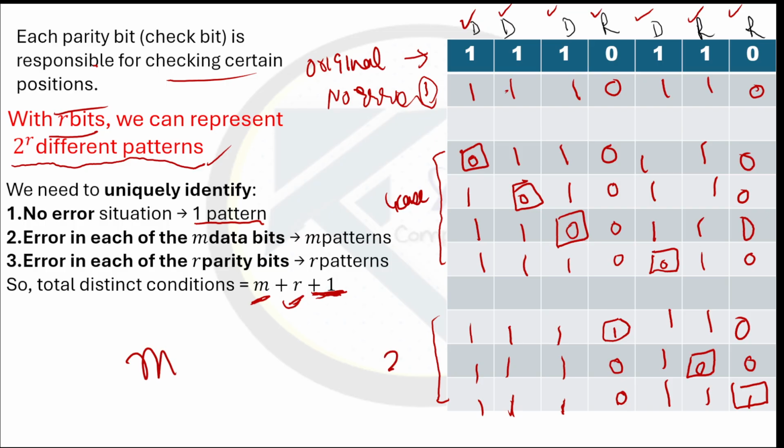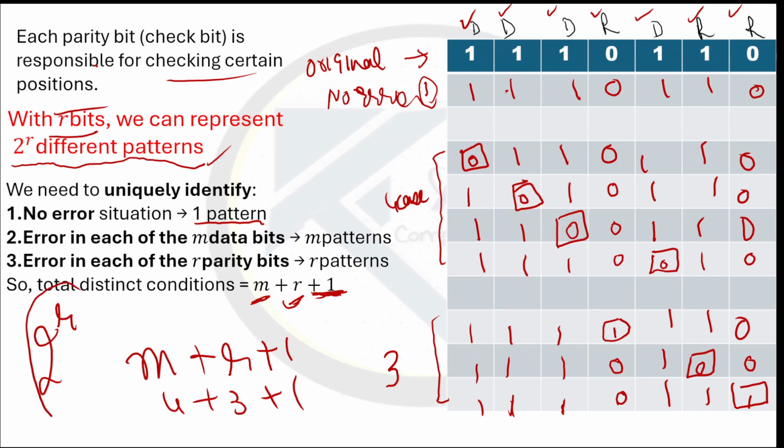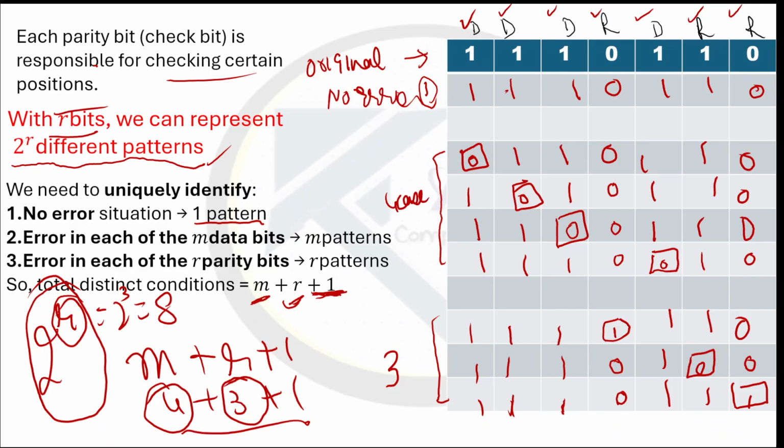These are 3 cases. So 4 plus 3, 7 plus 1. So m plus r plus 1. So 4 plus 3 plus 1, 8 patterns. So that is why there's 2 to the power of r patterns. So 2 to the power of 3 is 8. So this value of r should be such that it should be able to generate these many patterns. Right? 4 patterns for data bits, 3 patterns for our 3 redundant bits, and 1 pattern for no error.